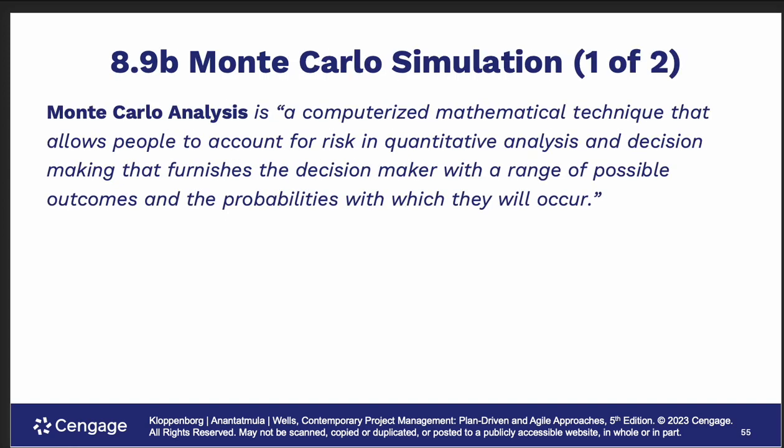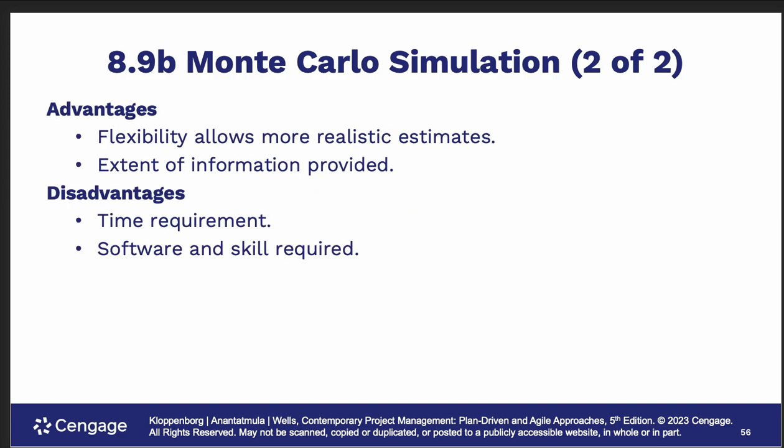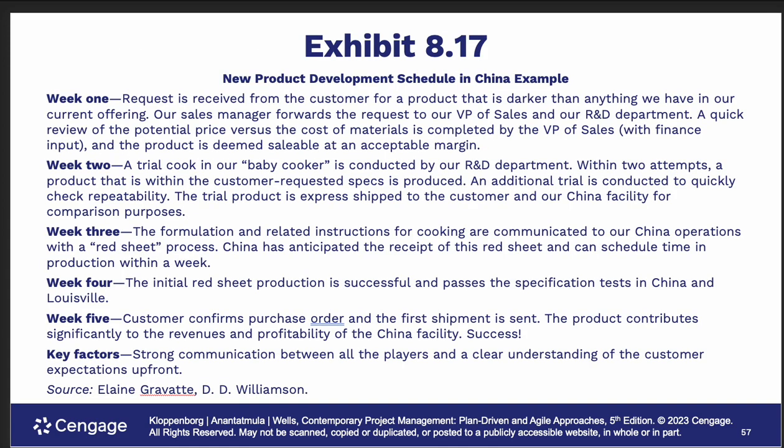Monte Carlo simulation, a computerized mathematical technique that allows people to account for risk in quantitative analysis and decision making. It furnishes the decision maker with a range of possible outcomes and probabilities. You've got to feed the probabilities in, though. So again, this can calculate it, but it's an estimate. These aren't hard numbers per se, meaning they've already happened. Software and skill required. There you go. Much more realistic, but it can be, and here's an example, schedule in China.